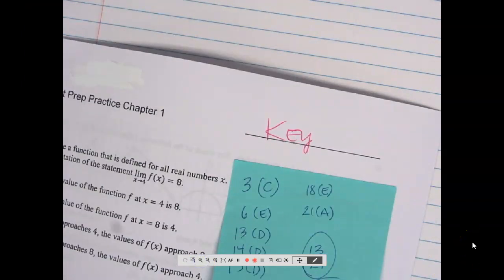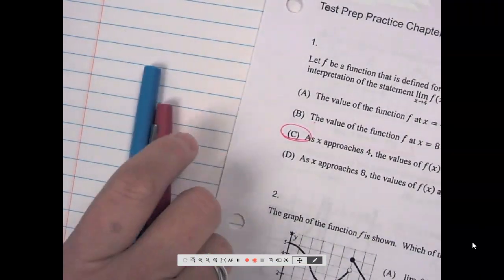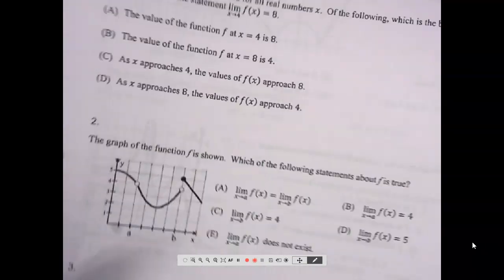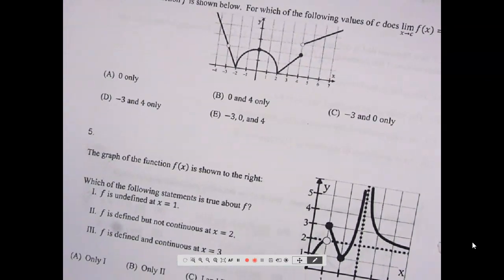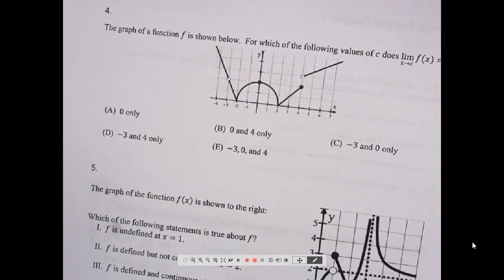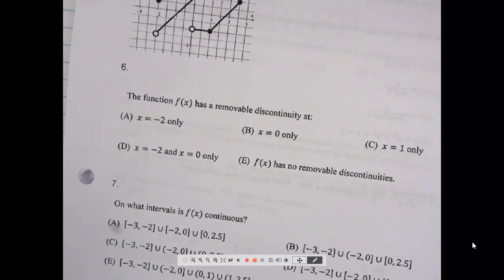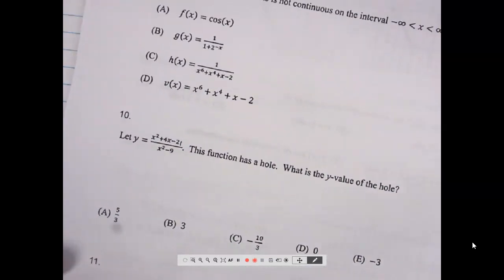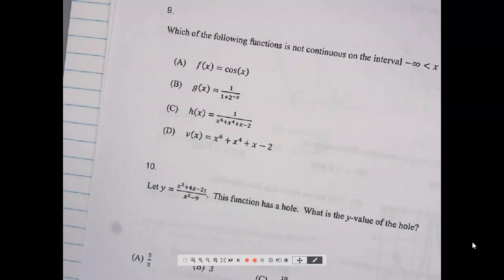All right, so we're taking questions on, let's see, 1, 2, 3, first page. Any questions that we need to talk about? Okay. 4 or 5? 6 through 8? 9 through 11? 10. Any others? 9 or 11?